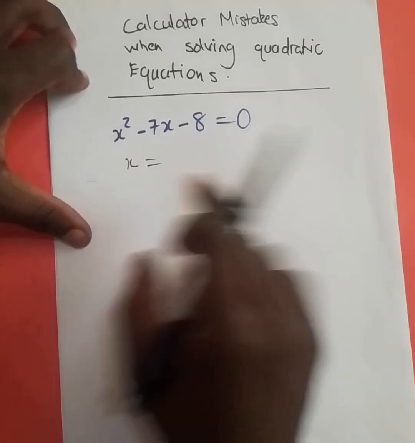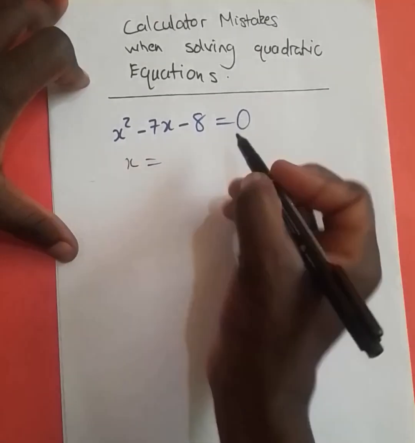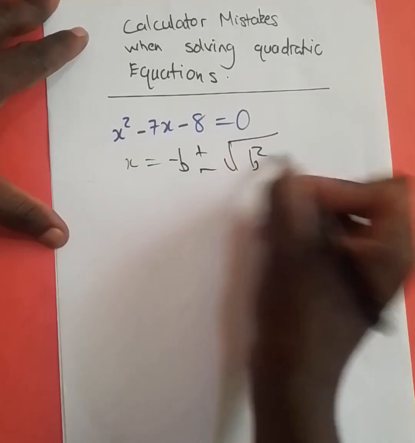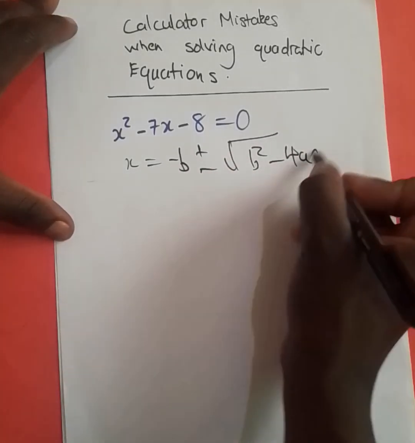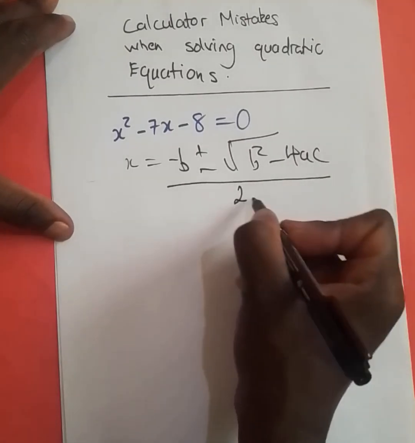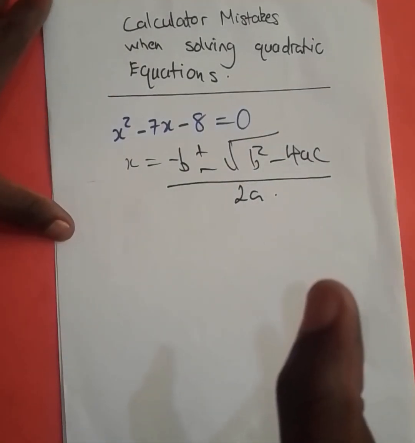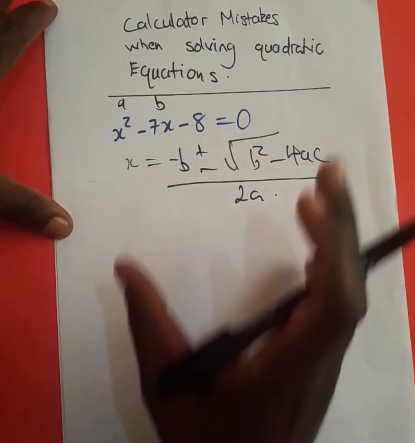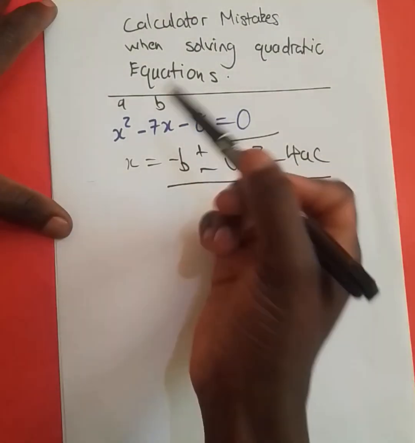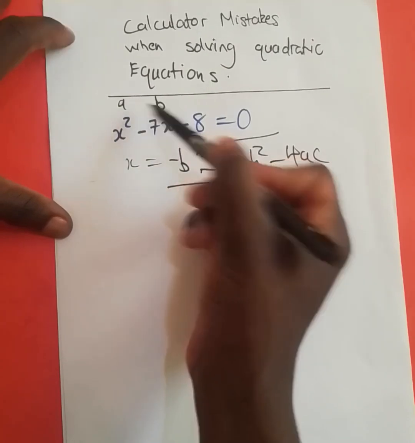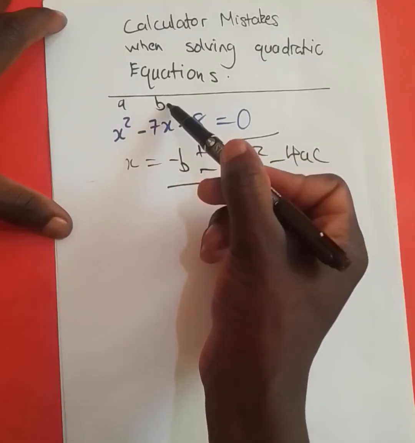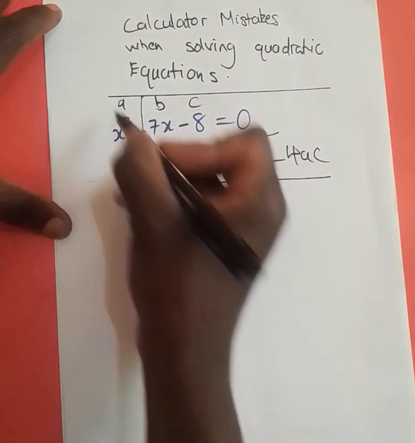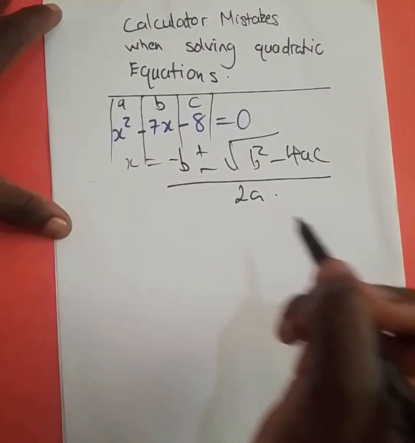I'm going to solve this using the quadratic formula, which says that x is equal to negative b plus or minus root of b squared minus 4ac, over 2a. Everyone knows this formula. It's time for us to derive our a, our b, and our c. The coefficient of x squared is a, the coefficient of x is b, and the constant is c.